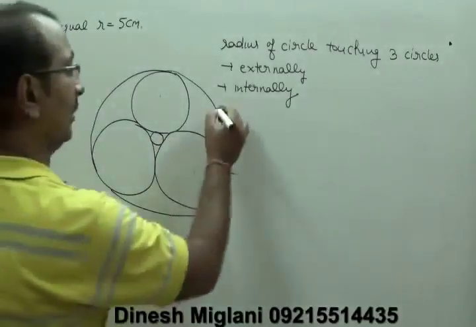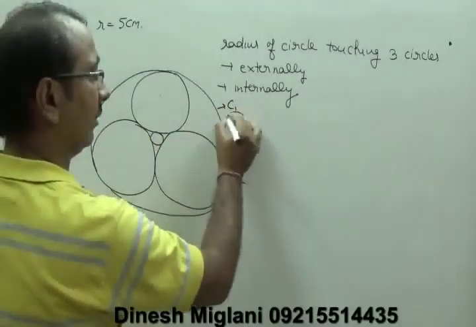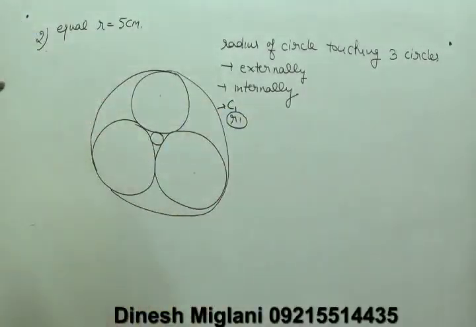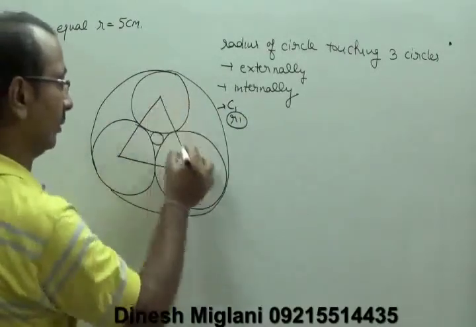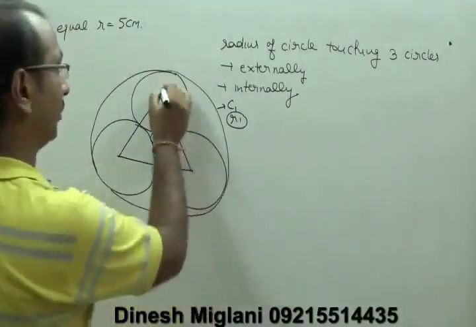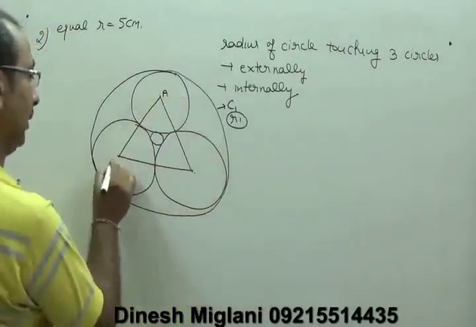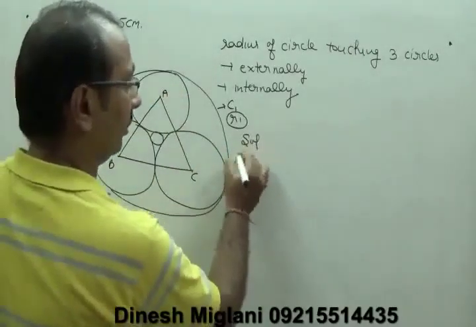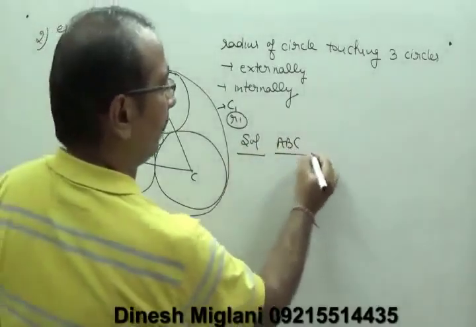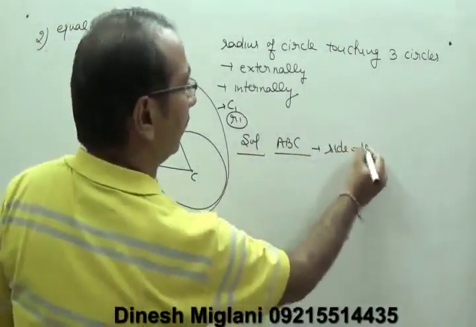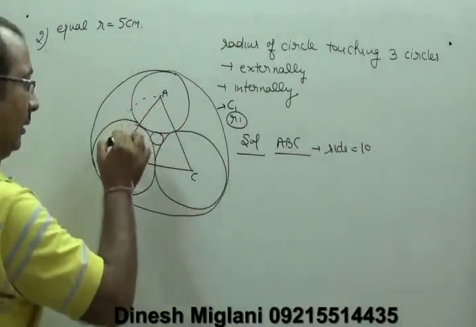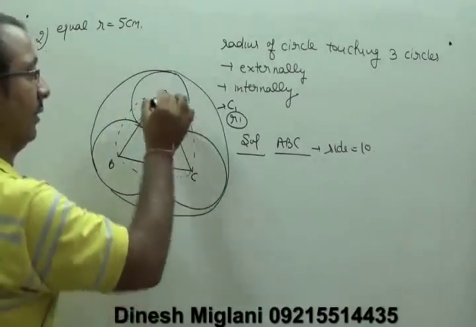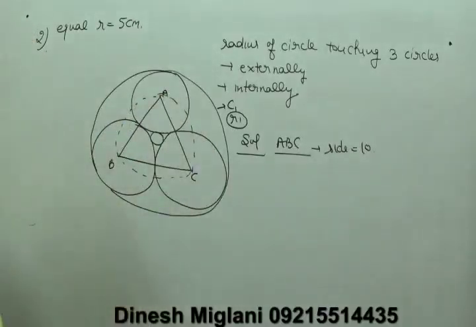Suppose this circle is C1 and the radius of this circle is R1, and this circle is C2 and the radius is R2. Here the radius of these three circles is given as 5. Joining the centers, it becomes an equilateral triangle. Both sides are equal to 10. Suppose the centers are A, B and C. So we can say the triangle is equilateral ABC, the side of the triangle is equal to 10 centimeter, right? Now if I just draw a circle here, I can easily find the radius of the circle, that is the circumcircle.